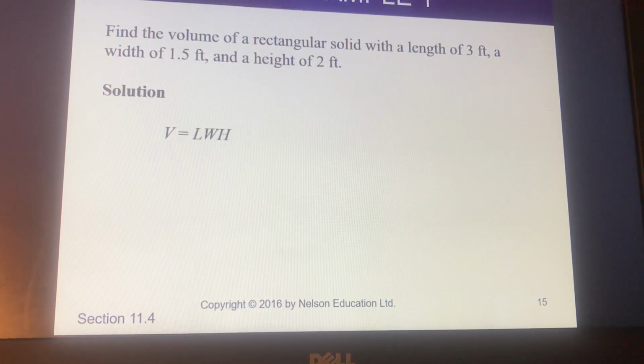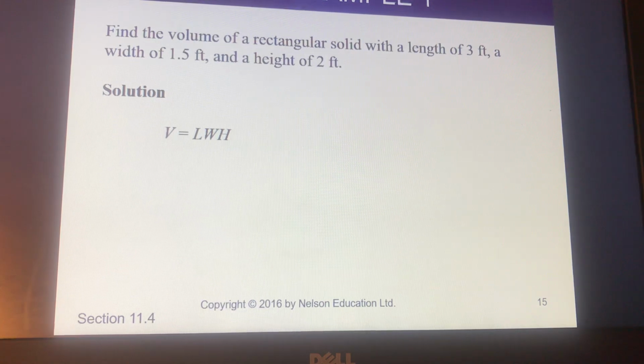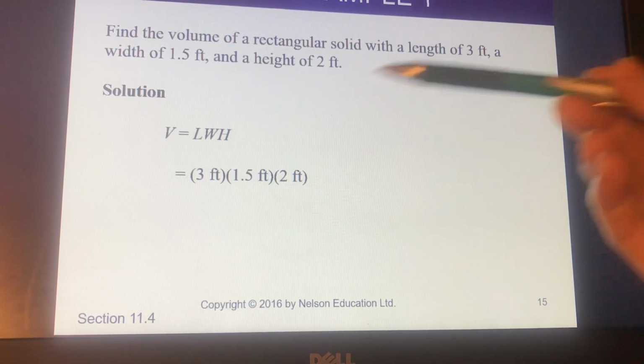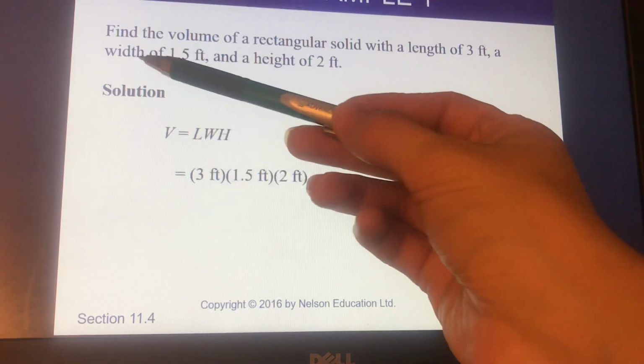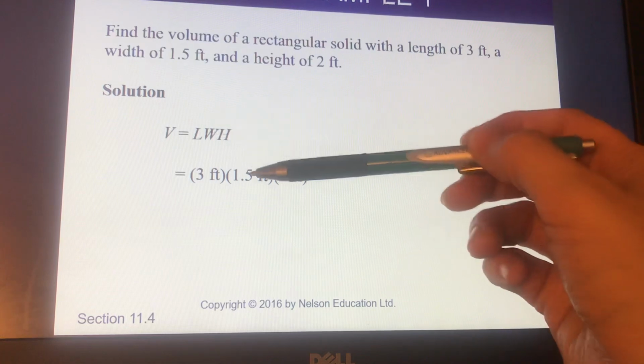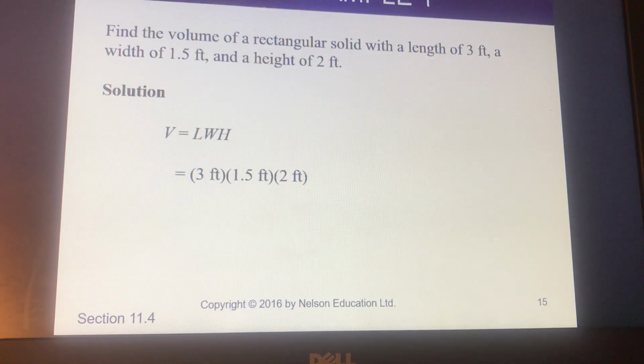First off, you're going to write down the formula. The formula to calculate the volume of a rectangular solid is L times W times H. On your test, it's mandatory that you write down the formula that you're using. Next step, plug in the values. Length is 3, so it's going to go instead of the L. Width is 1.5, you're going to replace it instead of the W. Height is 2, you're going to write down 2 feet. Just multiply them all together. There we go, 9 feet to the power of 3, or 9 cubic feet.